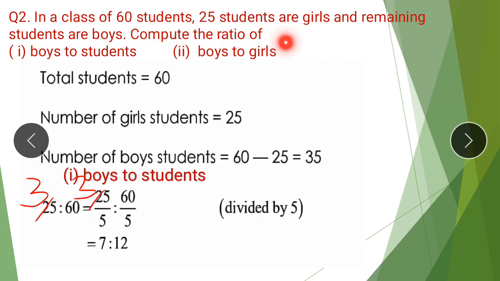Moreover, we are going to compute the ratio of boys to students. So boys to students, the number of boys is 35. Here instead of 2 you just rectify it, put it 3. So 5 7s are 35 and 5 12s are 60. So the ratio of boys to students will be 7:12.